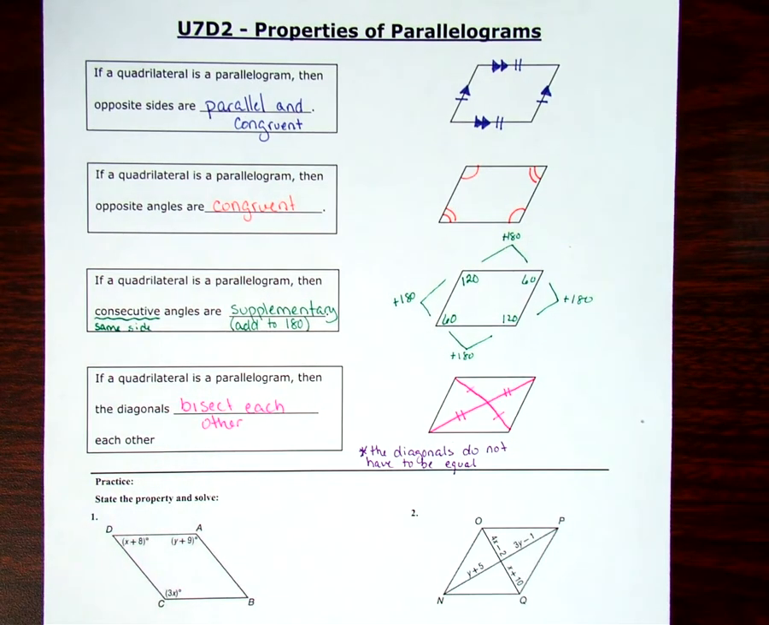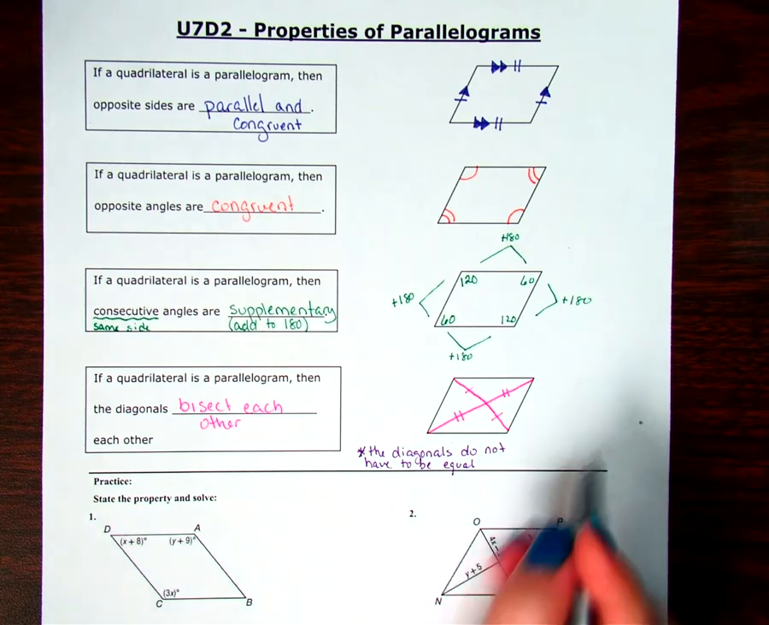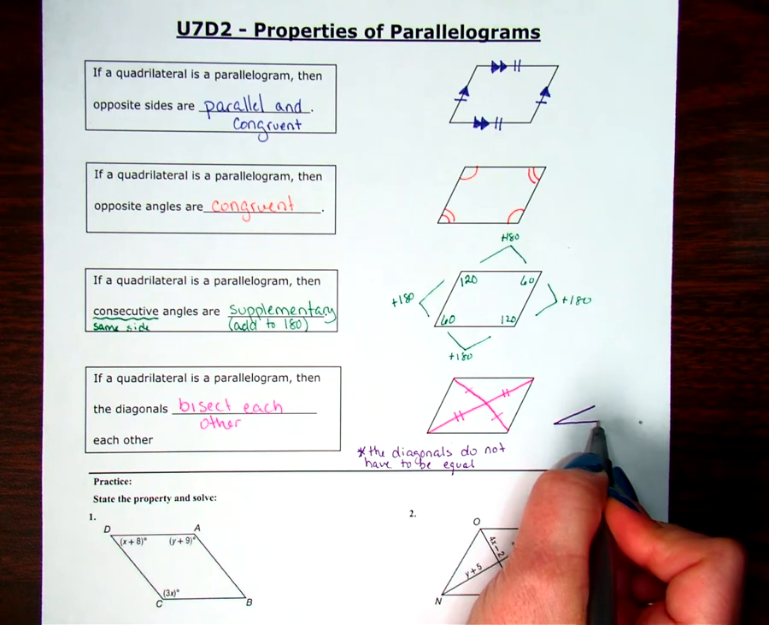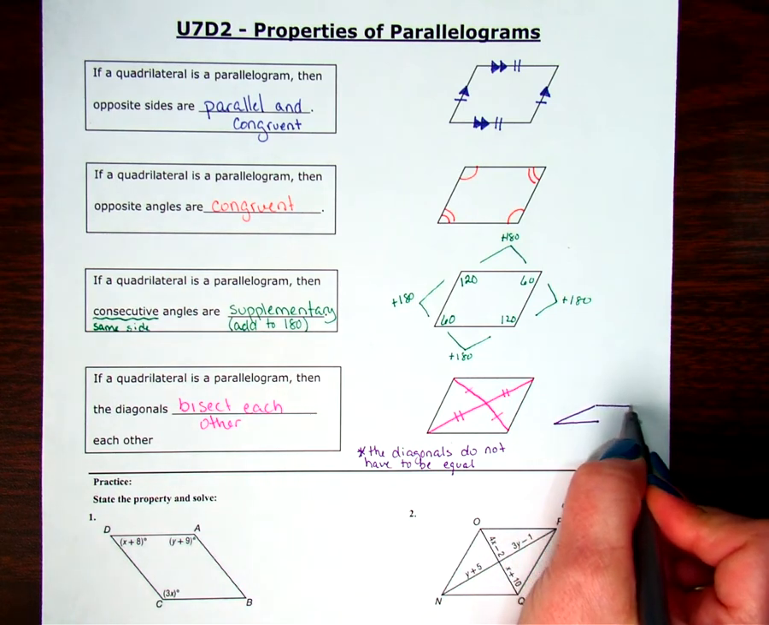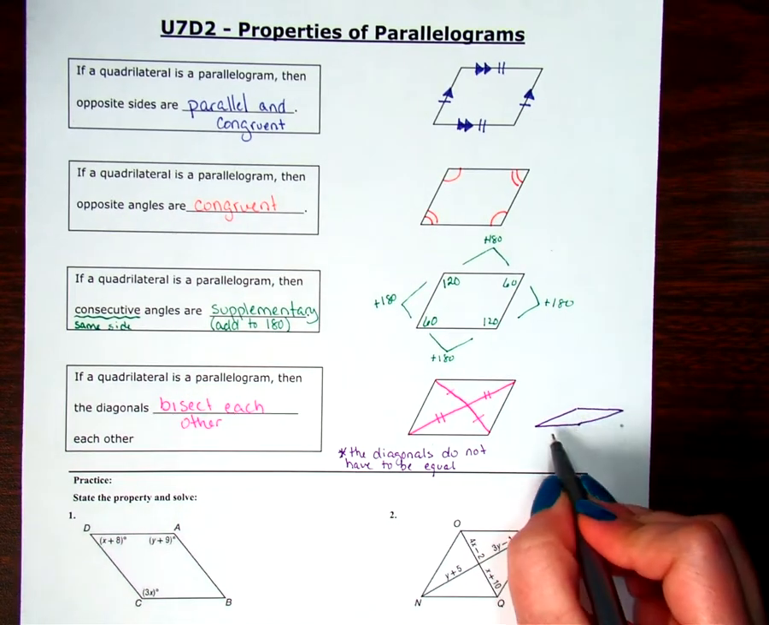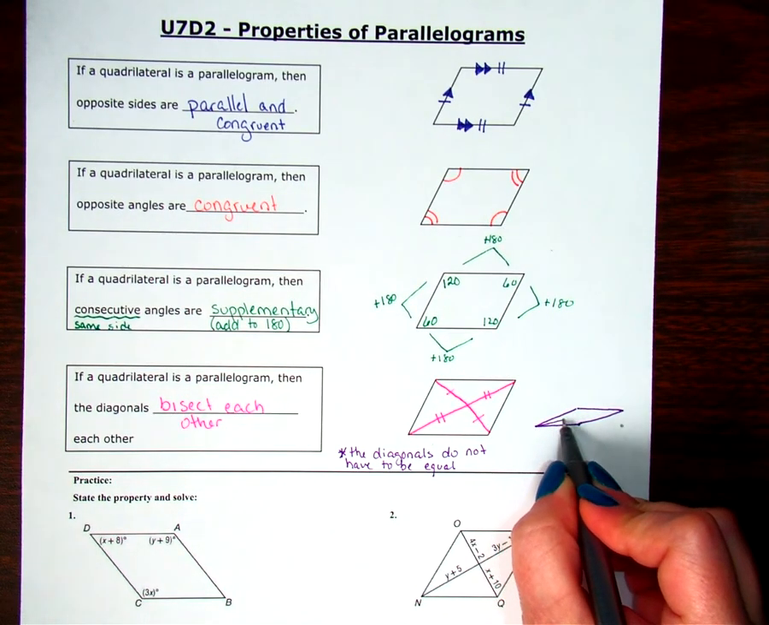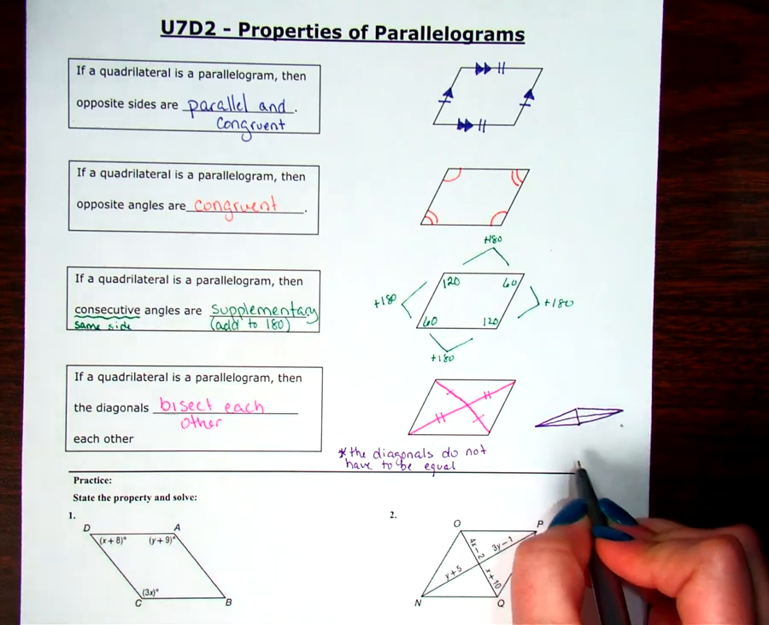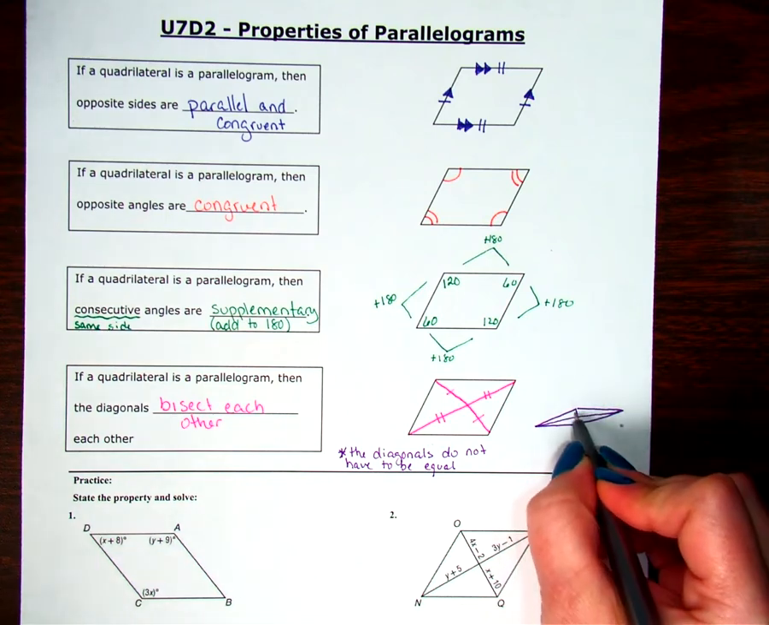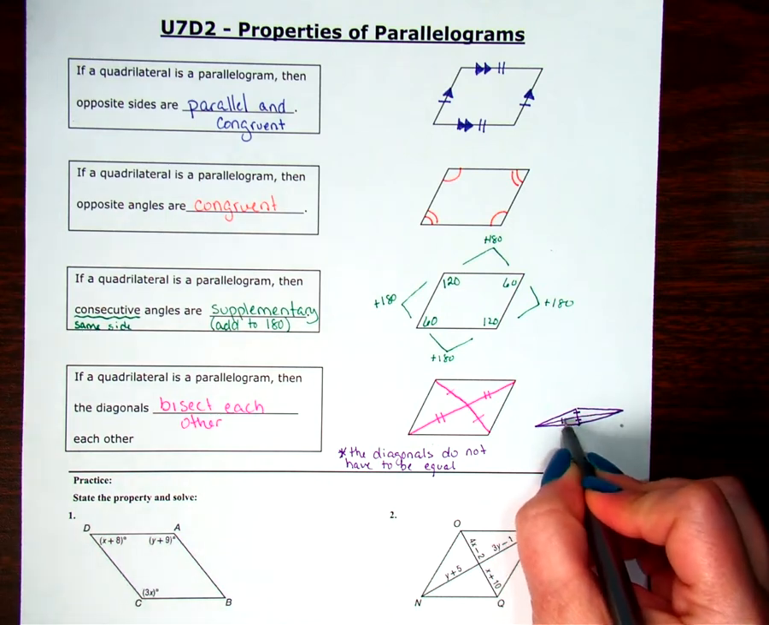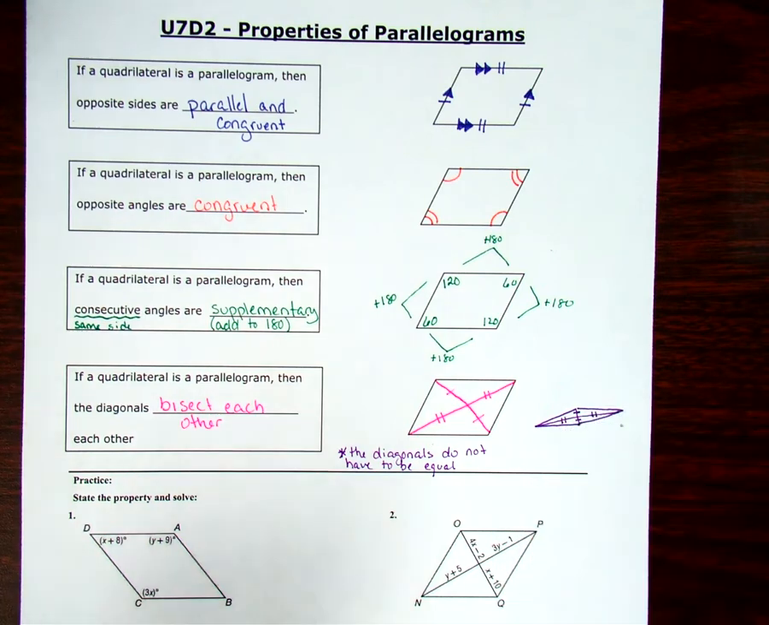Okay, your diagonals do not have to be equal. Sometimes we end up with really funky looking parallelograms, like this here. You'd see that this diagonal is way longer than this diagonal. But these 2 pieces will be the same length, and these 2 pieces will be the same length.